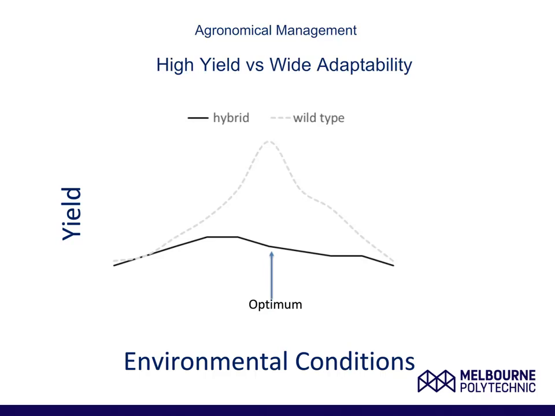I'd like now to introduce you to the concept of plasticity of yield. This is an example on your slide of plasticity of yield. The vertical axis in the figure on the slide represents a theoretical yield, while the horizontal axis represents a range of environmental conditions. The lines on the graph are illustrating how a hybrid responds better than the wild type.